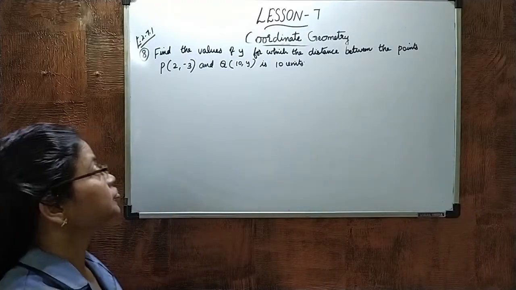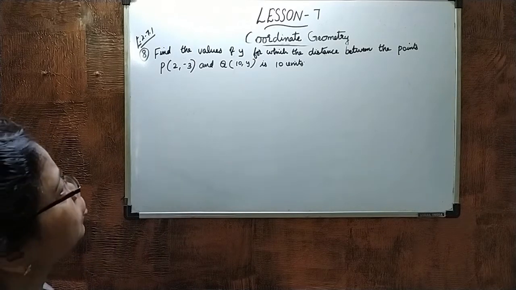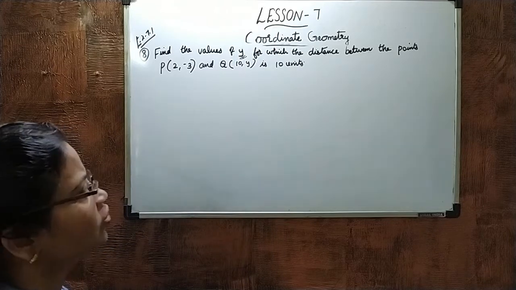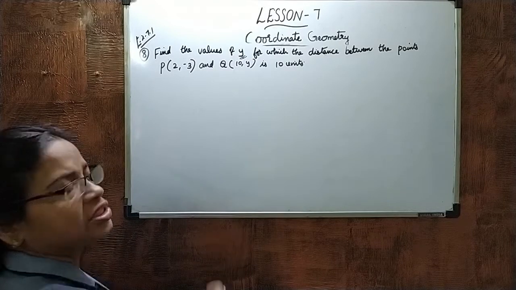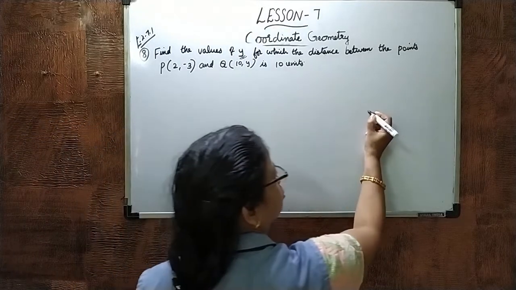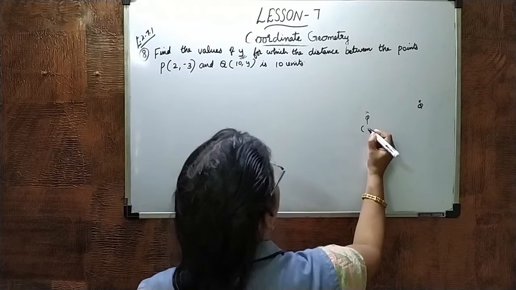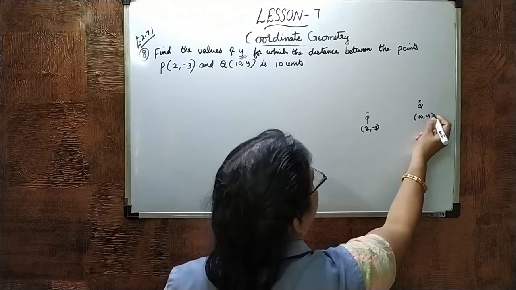Now next question, exercise number 7.1, eighth question. Find the values of y. You have to find the value of y for which the distance between the points P and Q is 10 units. So 2 points are there, P and Q. P is given as (2, -3) and Q is given as (10, y), right?